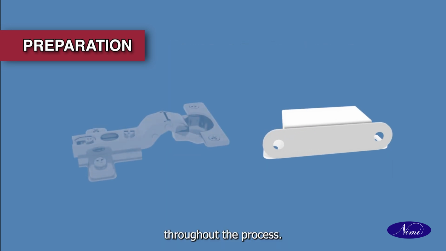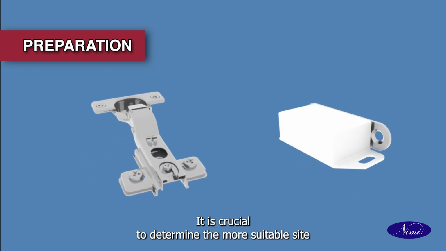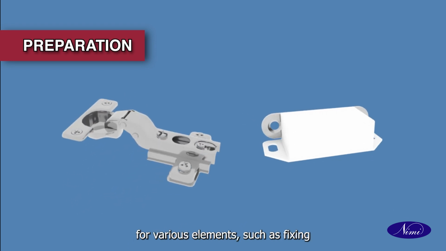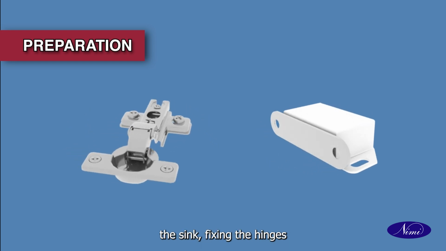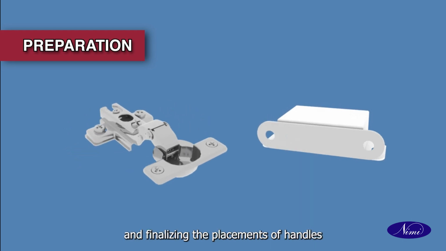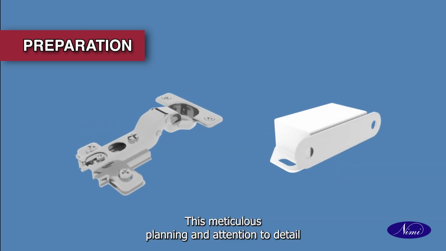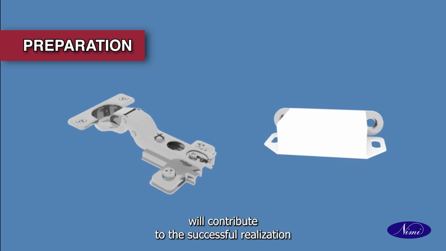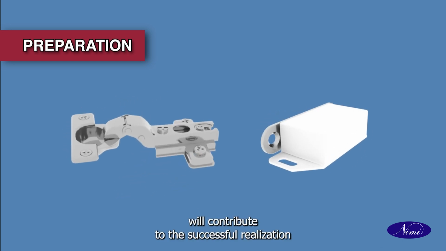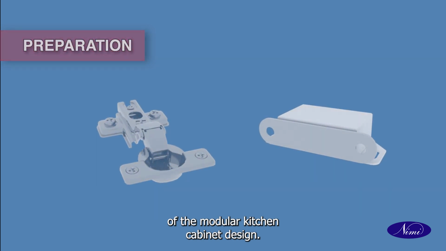Throughout the process, it is crucial to determine the most suitable site for various elements such as fixing the sink, fixing the hinges, and finalizing the placement of handles. This meticulous planning and attention to detail will contribute to the successful realization of the modular kitchen cabinet design.